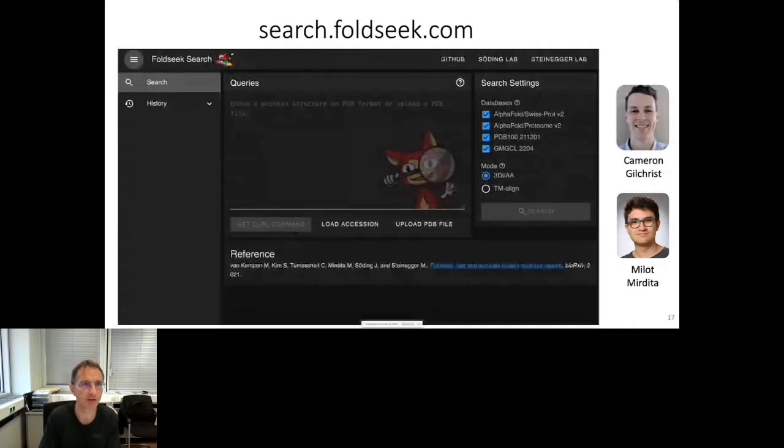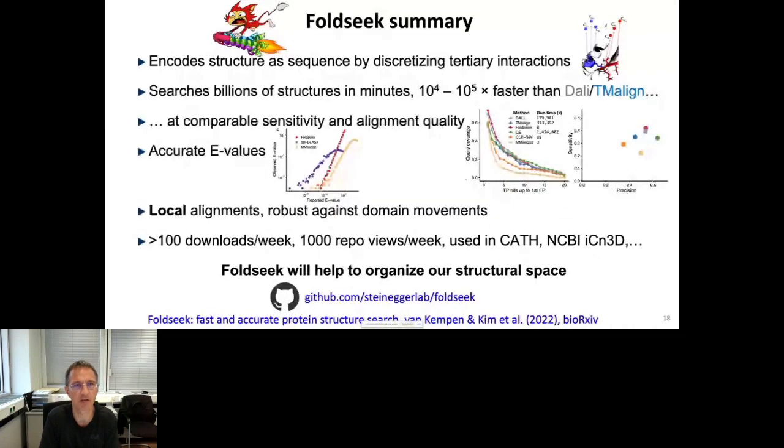Yeah, and as a summary, Foldseek is a new algorithm that encodes the structure of proteins as sequences that are discretized by tertiary interactions. It can search billions of structures in minutes, 4 to 5 orders of magnitude faster than popular aligners. This has comparable sensitivity and alignment quality. It actually has extremely accurate e-values in contrast to structural aligners. So you see here the dotted line is on top of the red dots. This is of course very useful for annotations.